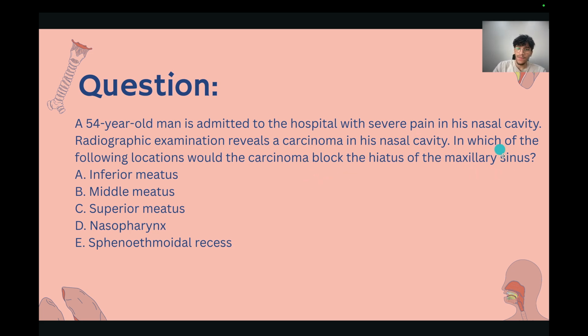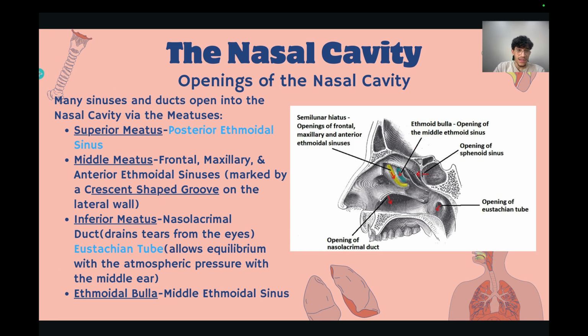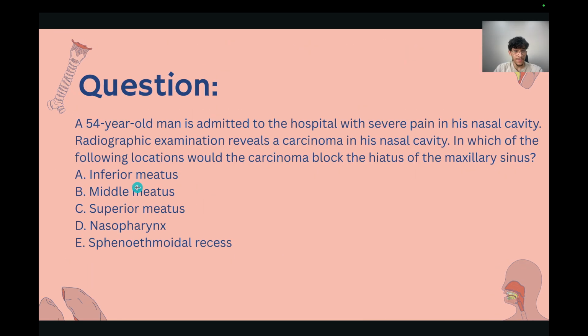Now, we said that the maxillary sinus, most sinuses are located in the middle meatus, but just to make sure, we'll go back and check. Here we see the middle meatus has the frontal, maxillary, and anterior ethmoidal sinuses. So yes, the answer is the middle meatus.